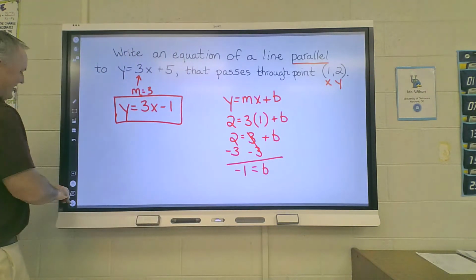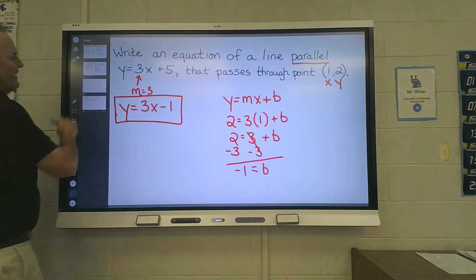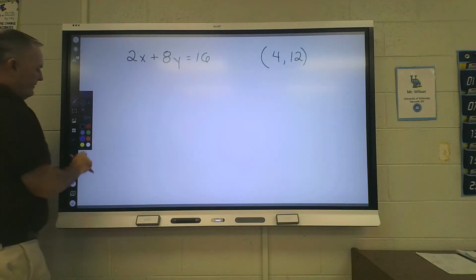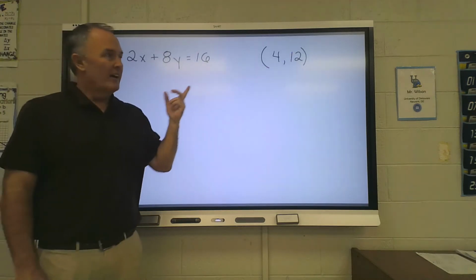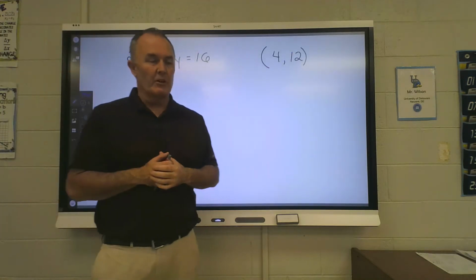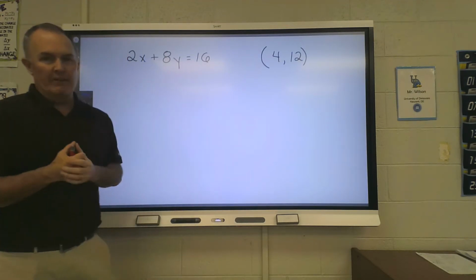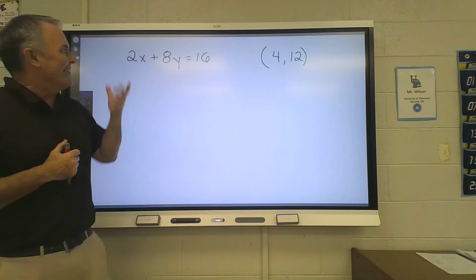All right, so let's do another one. So in this one, we have an equation. We have a point we want it to pass through. We want to make sure it's parallel. Well, that's not in slope-intercept form. All right, so we can't tell the slope.